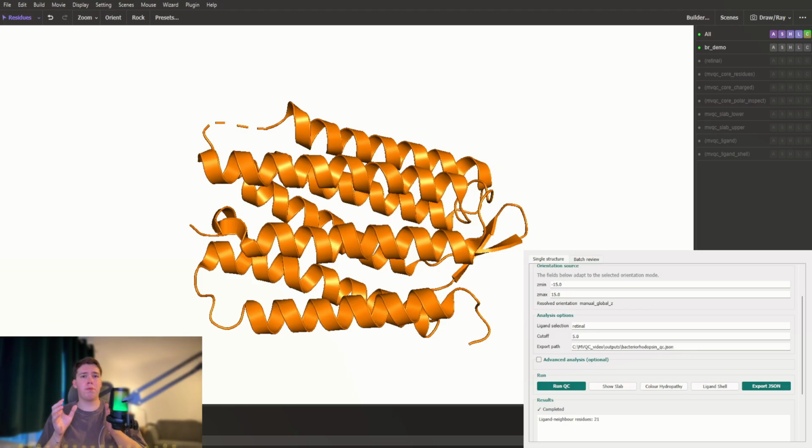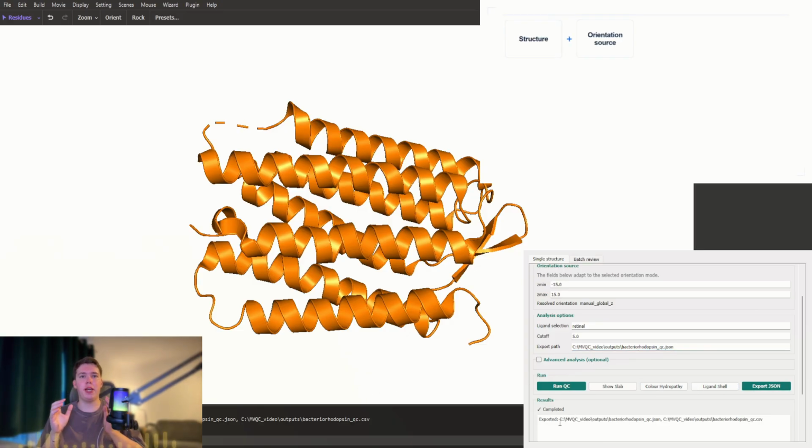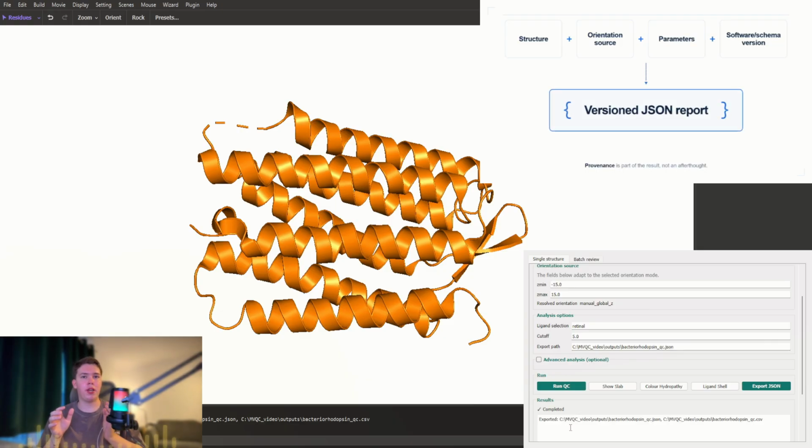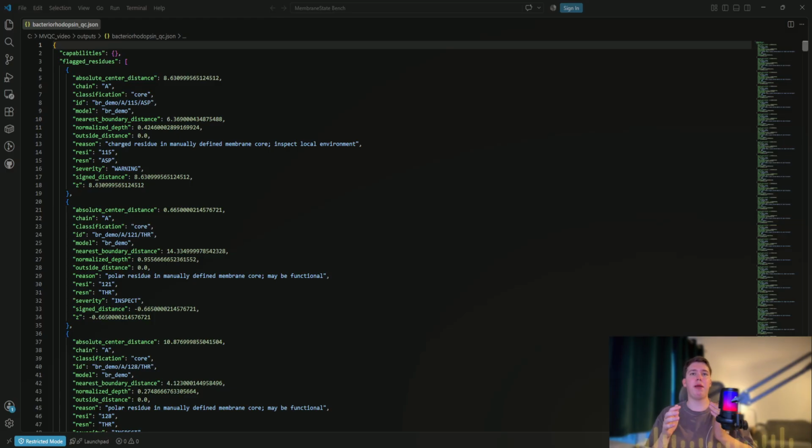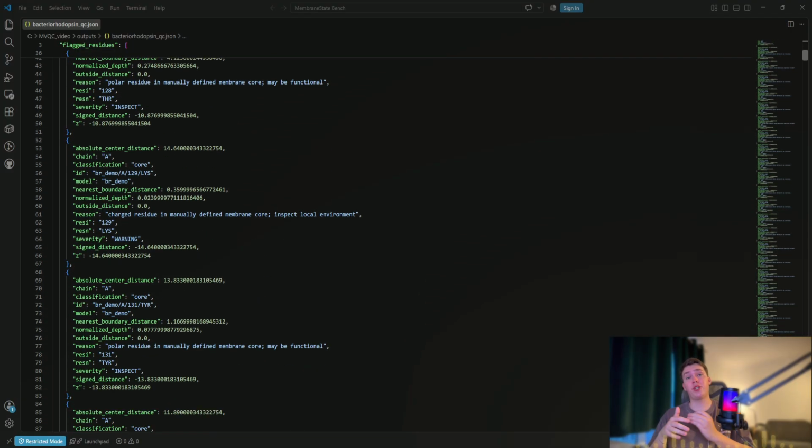I also didn't want Membrane Visual QC to be just a collection of buttons that produce a nice picture. Every analysis can be exported as structured JSON. That means the visual review can leave behind a machine-readable record of the parameters, orientation, result, and provenance used in the analysis. These became especially important as the project grew.